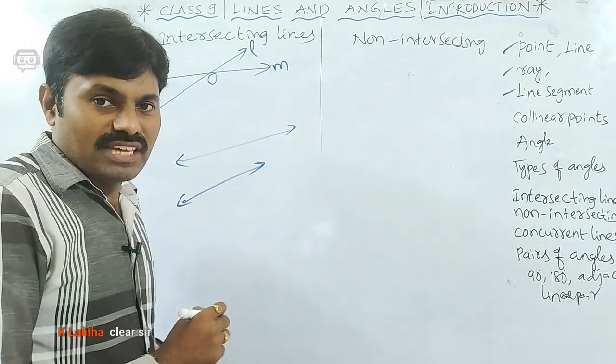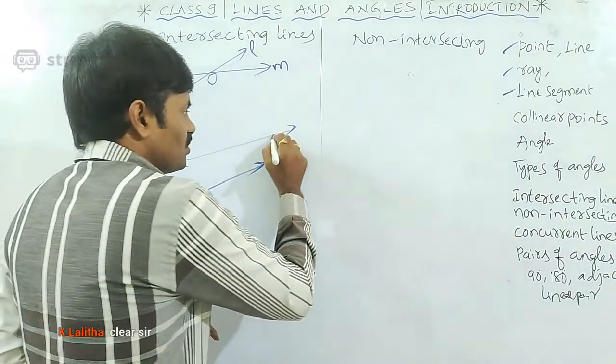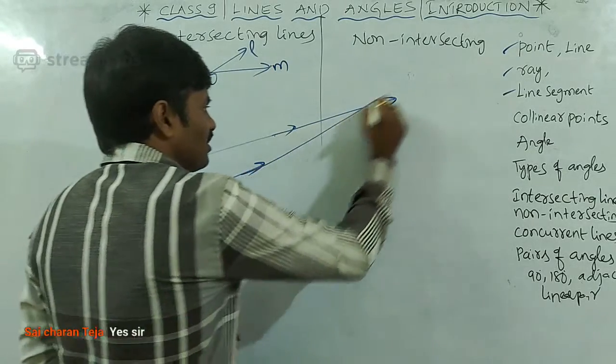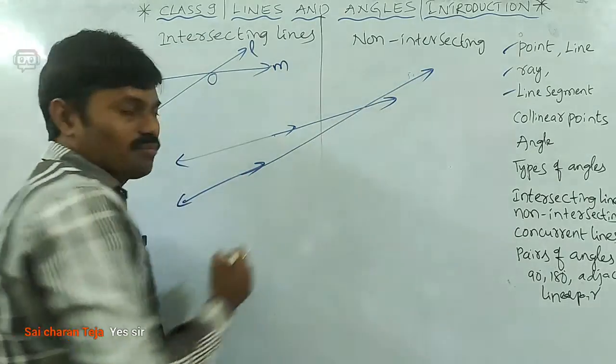We know that both are extending endlessly. So if we extend like this, both are intersecting but at one point only.